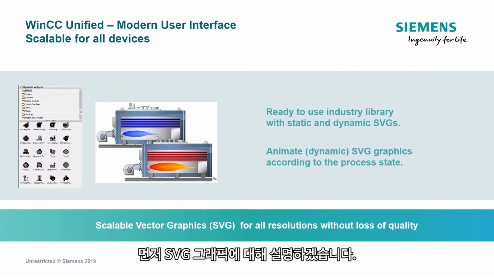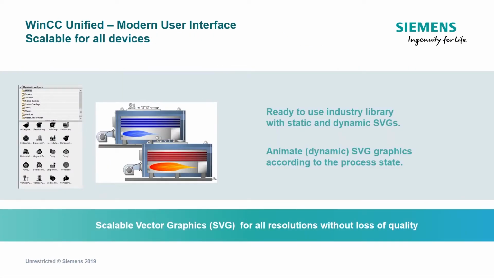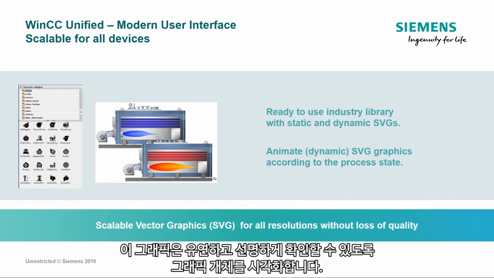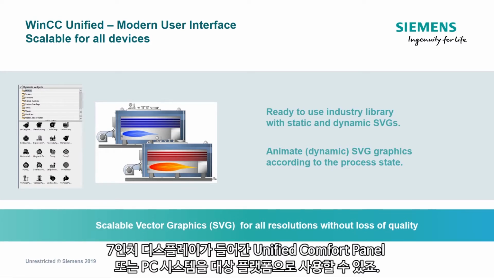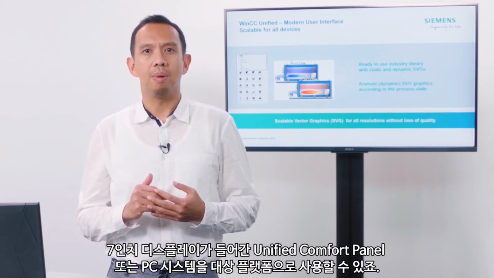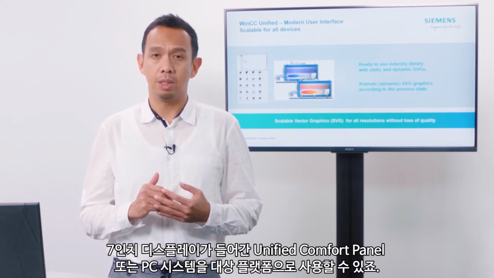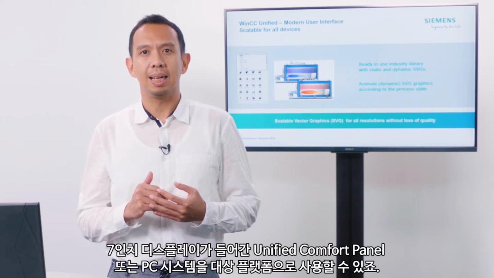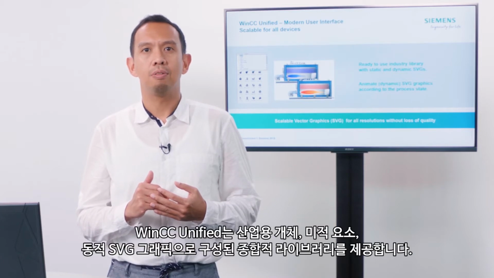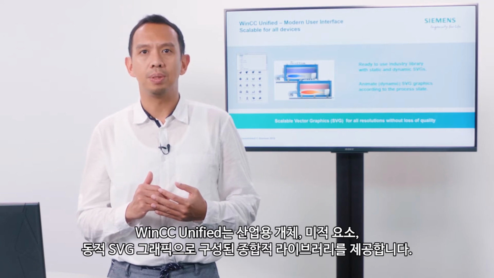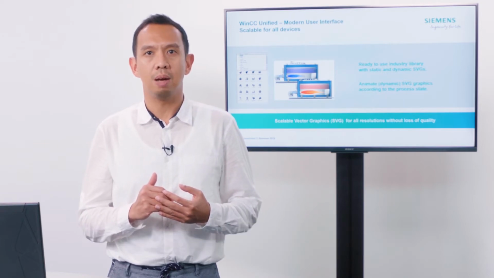Let's talk about SVG graphics first. These graphics enable the flexibly scalable, razor-sharp visualization of graphical objects, regardless of whether a Unified Comfort Panel with a 7-inch display or a PC system is being used as the target platform. WinCC Unified provides a comprehensive library of industrial objects as static and dynamic SVG graphics.